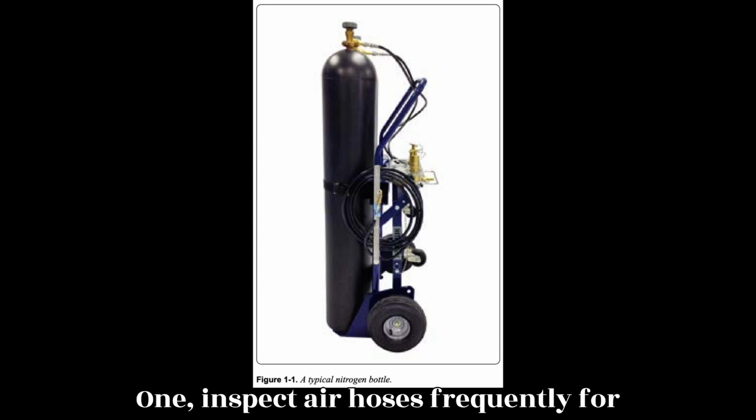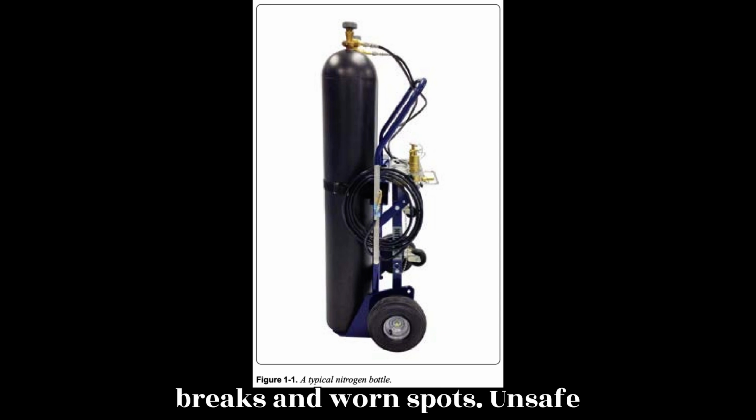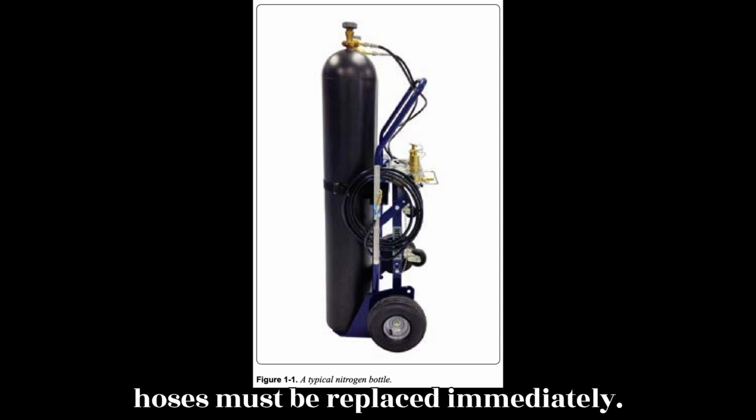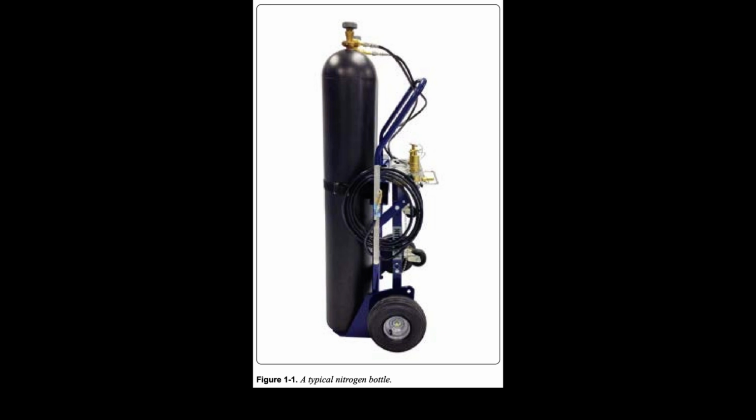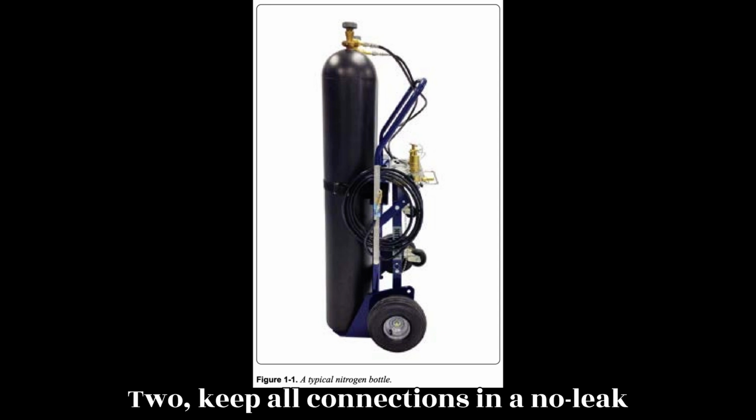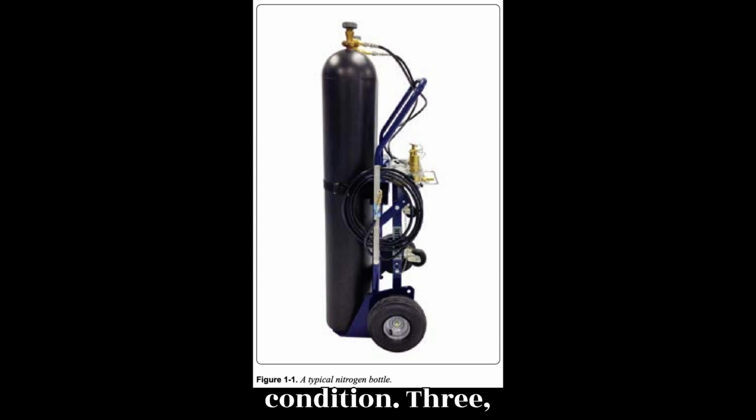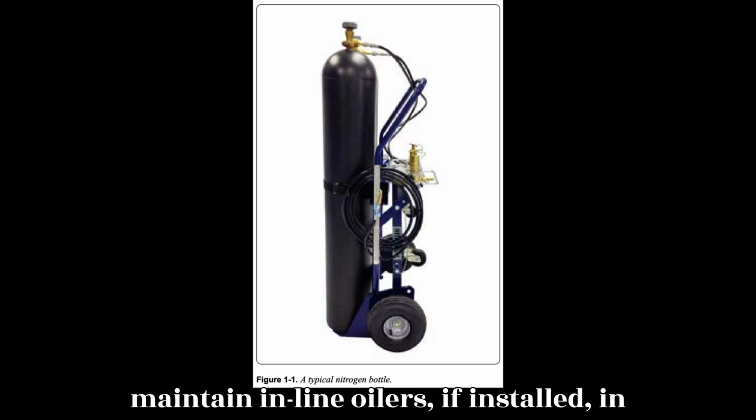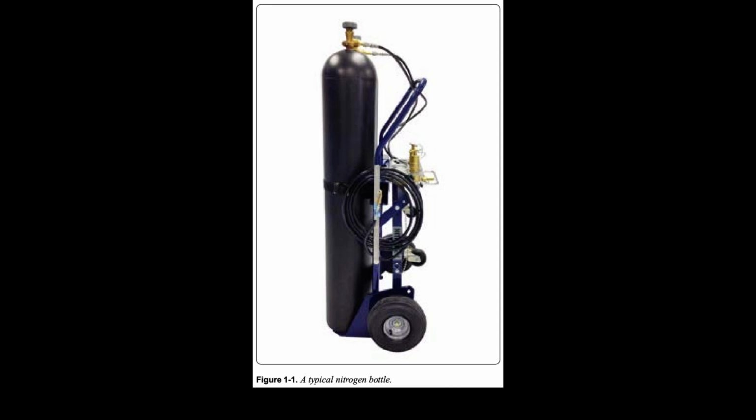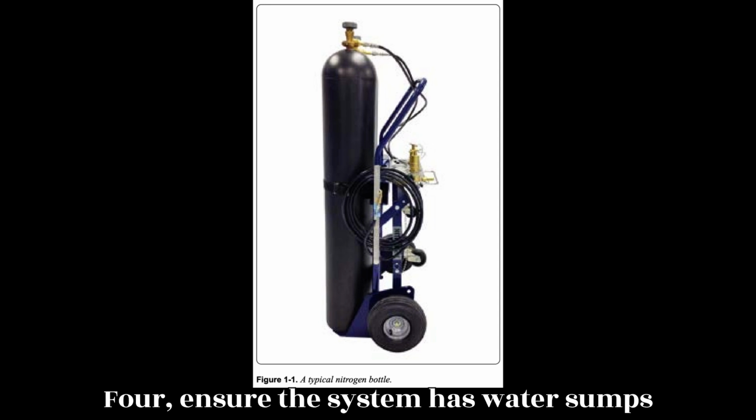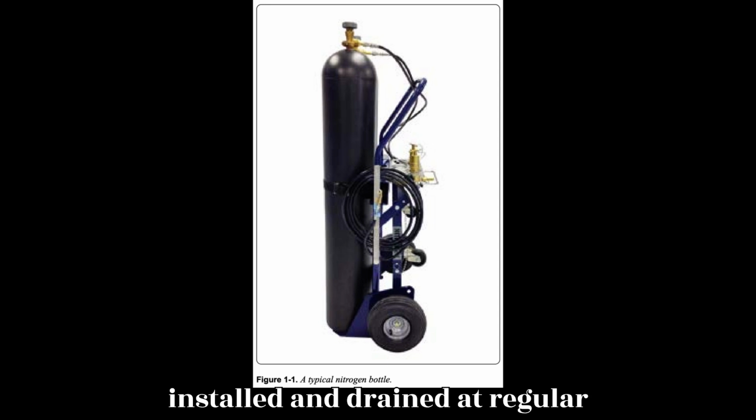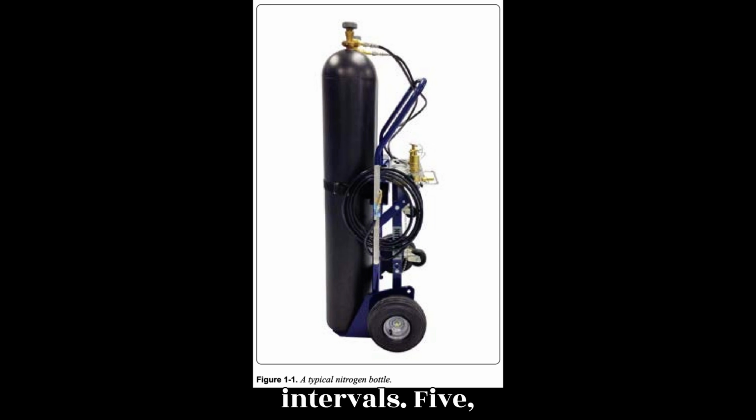1. Inspect air hoses frequently for breaks and worn spots. Unsafe hoses must be replaced immediately. 2. Keep all connections in a no-leak condition. 3. Maintain inline oilers, if installed, in operating condition. 4. Ensure the system has water sumps installed and drained at regular intervals. 5. Filter air used for paint spraying to remove oil and water.